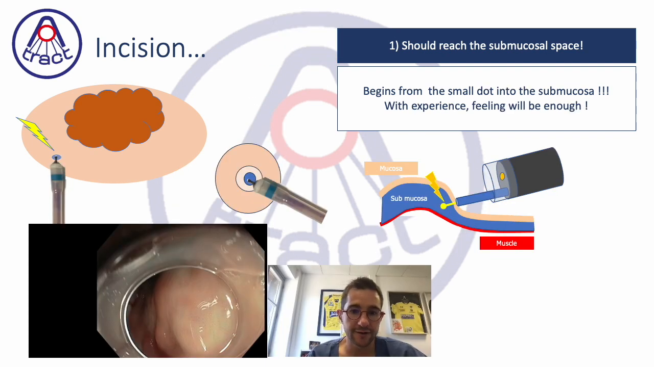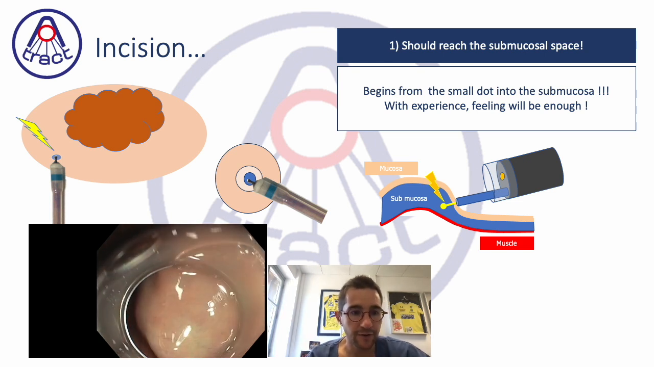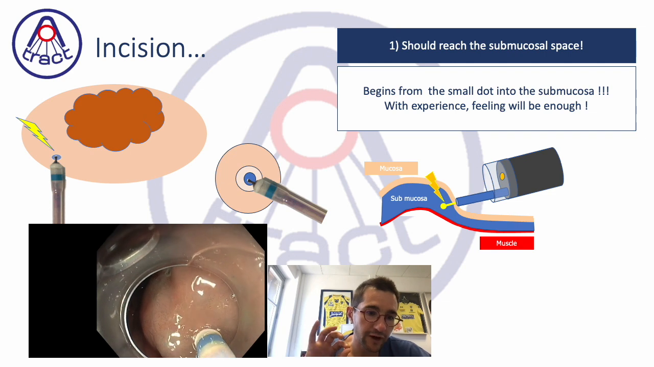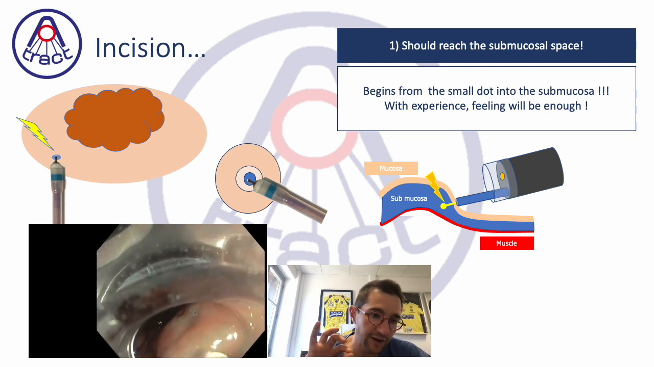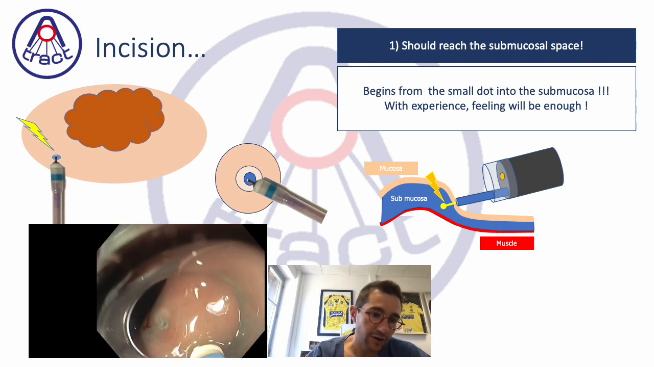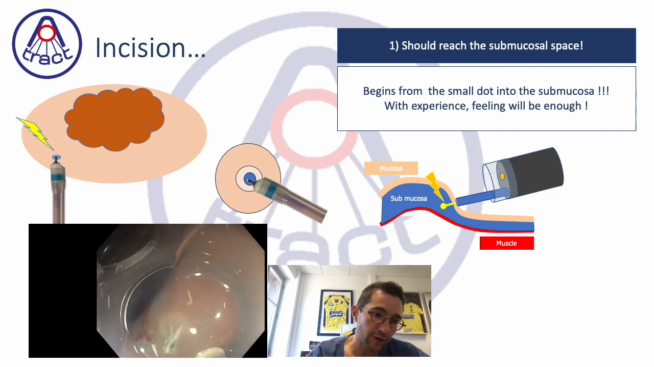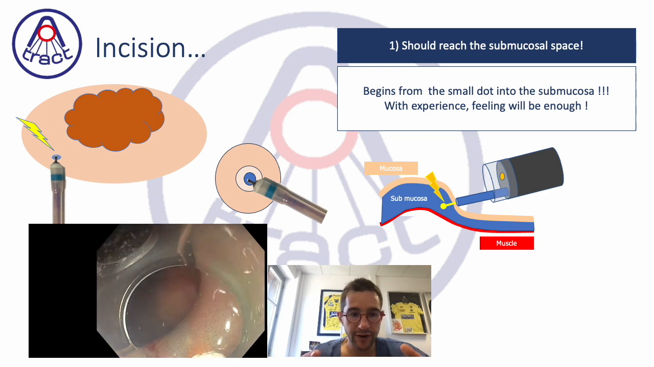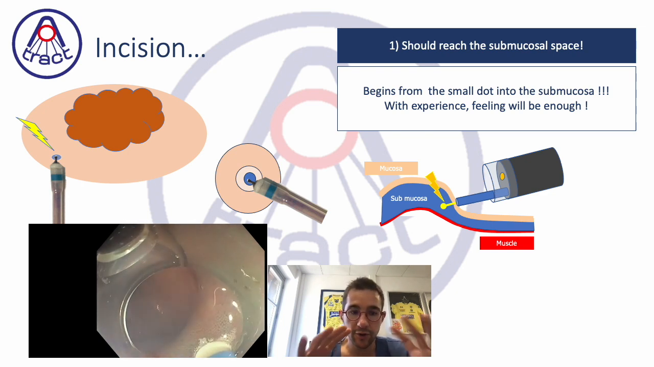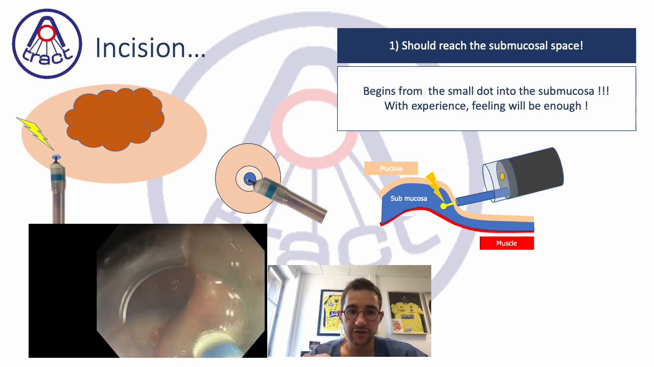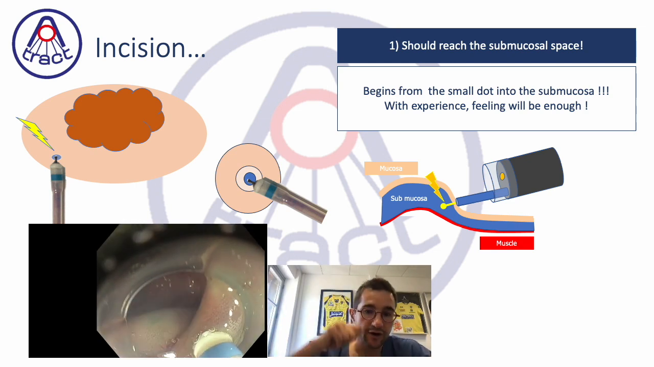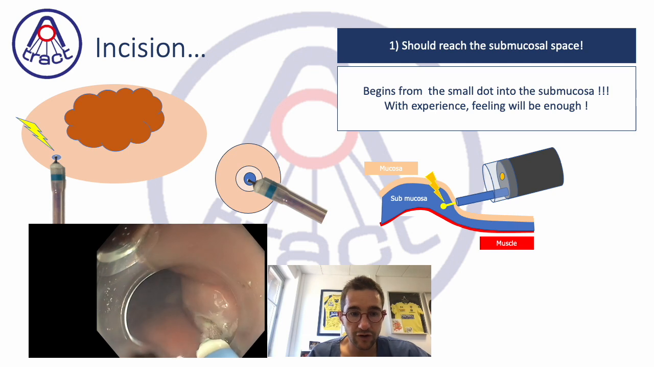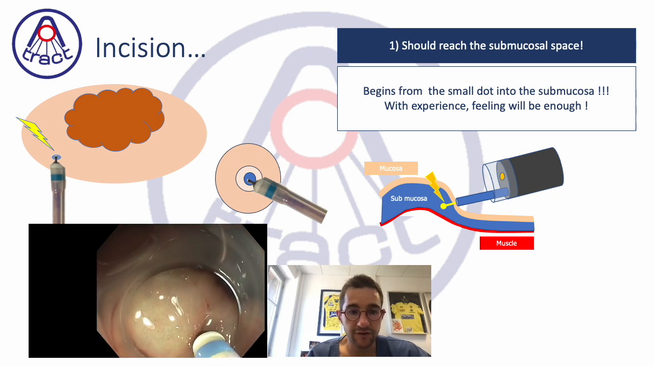You will see here a second example. With experience, you don't have to check that you are at the good depth. You just enter, inject, you're sure you are in the blue layer, and then you can move from it. So with experience, checking the blue is not necessary, but doing the small dot and feeling that you have passed the submucosa is very important.